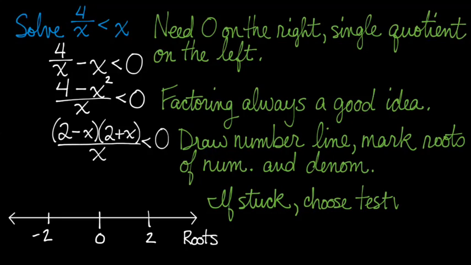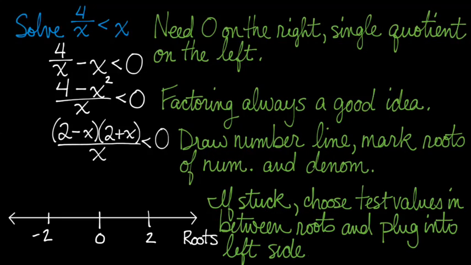And if you like, you can always pick test values in between the roots. You don't want to pick negative 2, 0, and 2. You want to pick numbers in between, like 1 or negative 1. You put those test values into that fraction and see if you get a positive or negative. What I'm going to do is just look at the factors directly and decide if I'm going to get positive or negative. So to get started, let's start with big numbers.